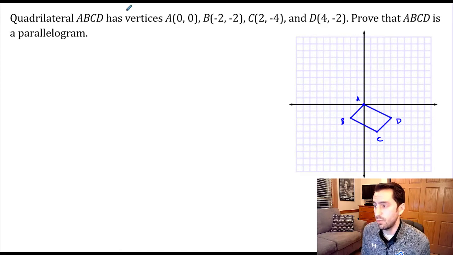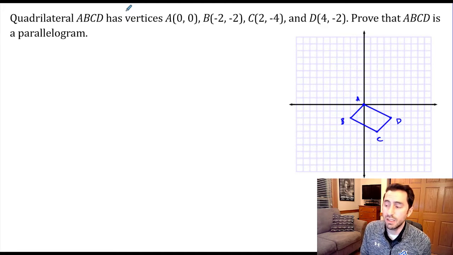Now, one thing with this quadrilateral, we don't have any horizontal or vertical segments. If we did, that makes finding the length of those segments very simple because we can just count it or we can just find the difference in the x or the y values. Well, in this case, none of these are horizontal or vertical. So if we wanted to find the length of the segments, we would have to use something like the distance formula.